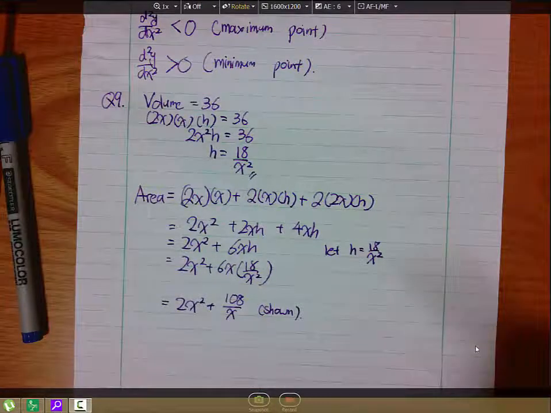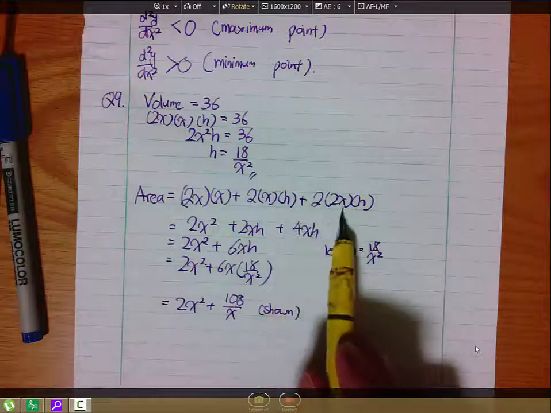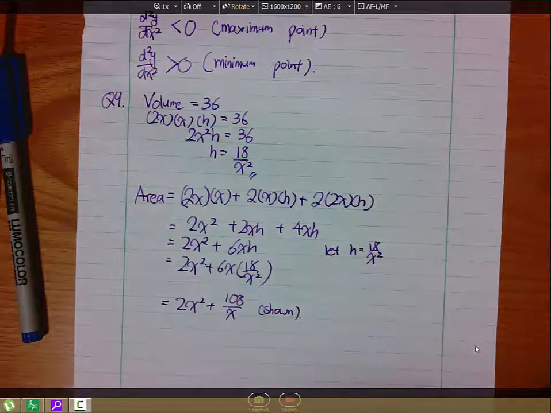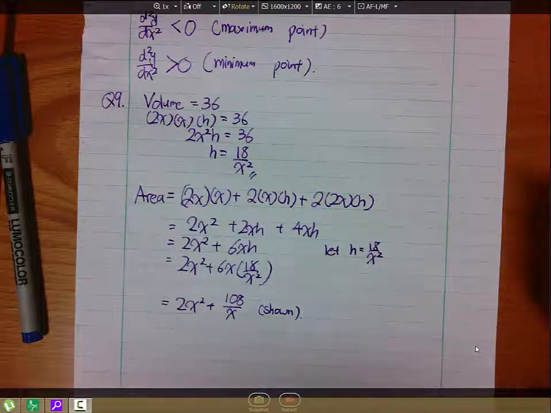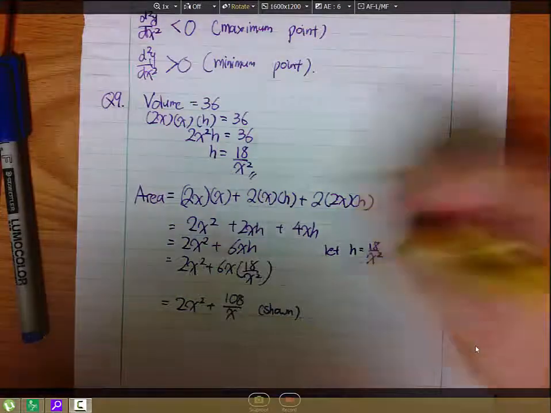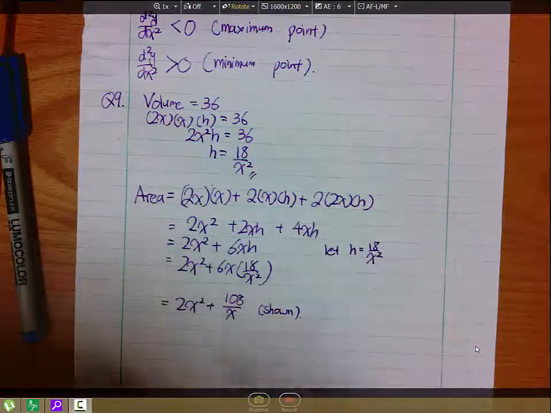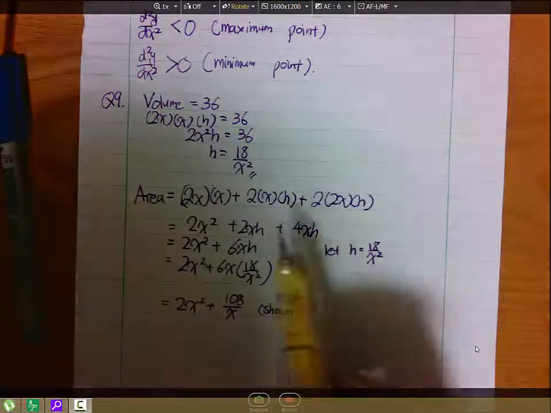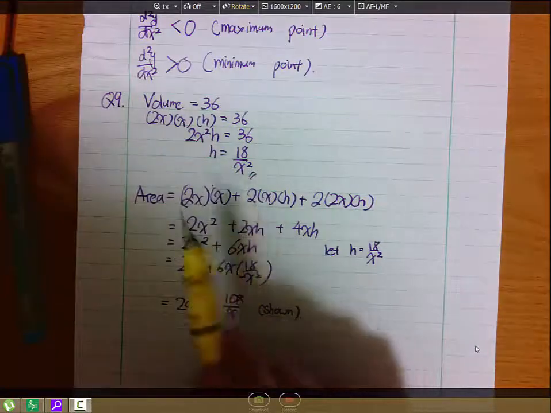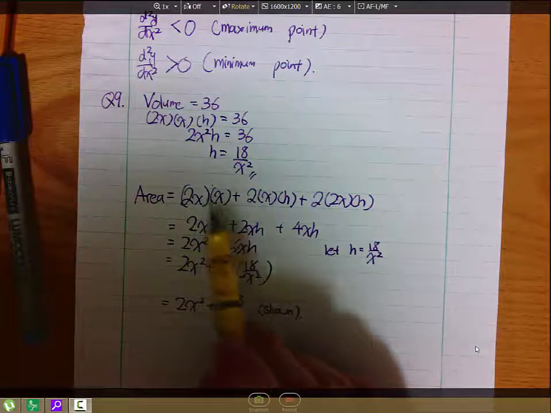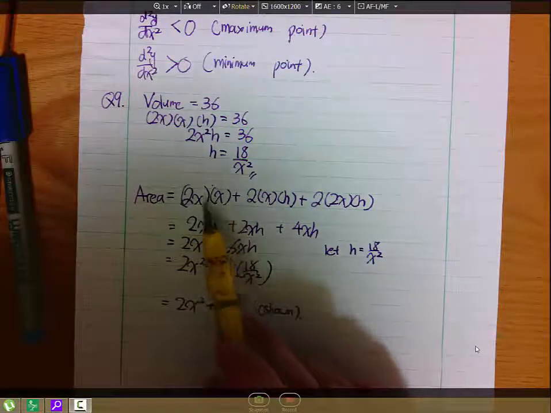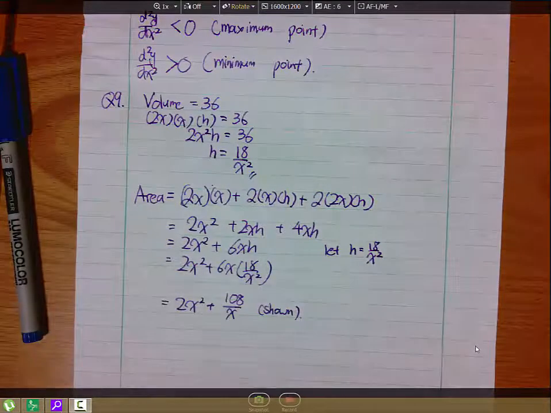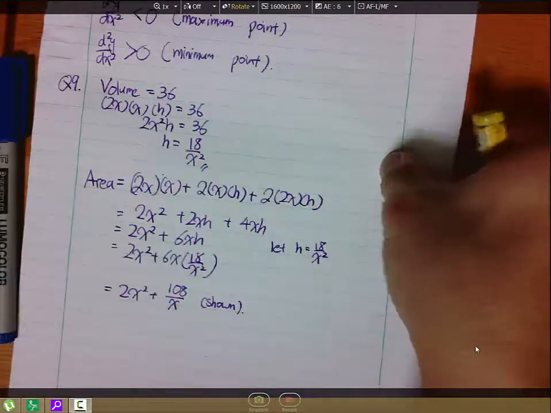Notice that this has 2 surfaces, this has 2 surfaces. This one I only calculated once because they say that it's an open rectangular box. That's why this one is only 1. Usually for a box we should have 6 surfaces. In this case there's only 1, 2, 3, 4, 5 because it is open on one end. So I have only calculated this one time. So we have the surface area.